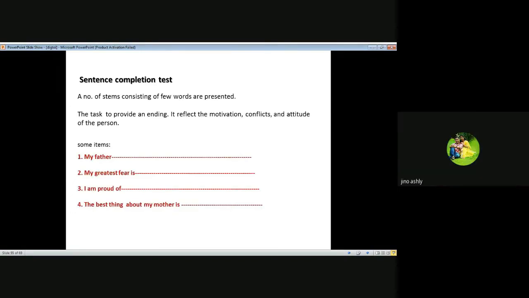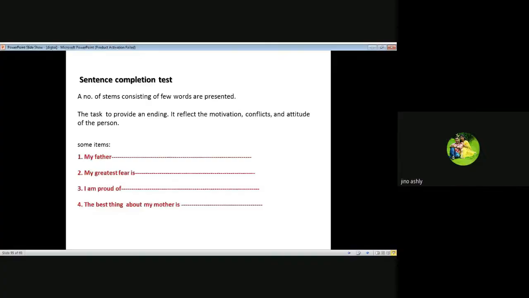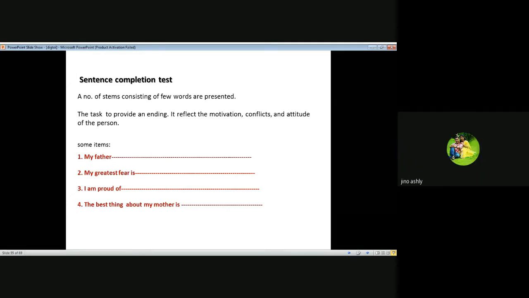The stimulus is given in a semi-structured way. That means the subject has to complete the sentence. You cannot go beyond the stem. It will be confined, close to the stem that is given as part of the test. That is why it is known as semi-projective, but the item or stimulus is structured in some fashion. Okay, sir. Thank you, sir.